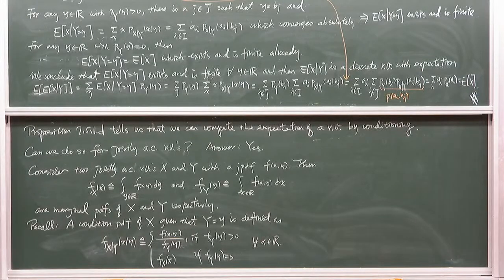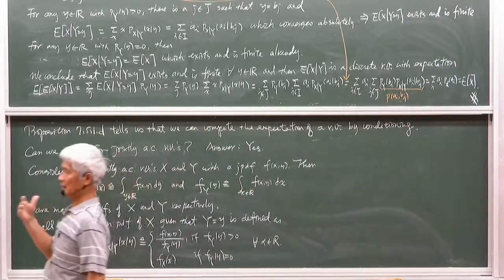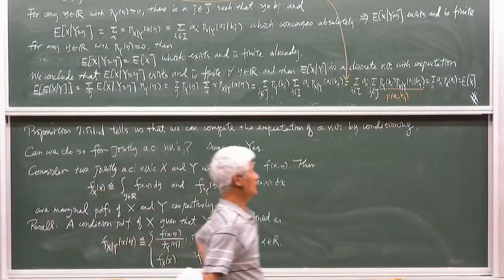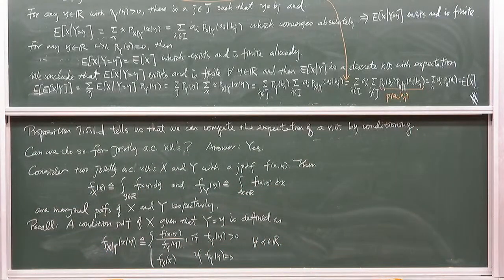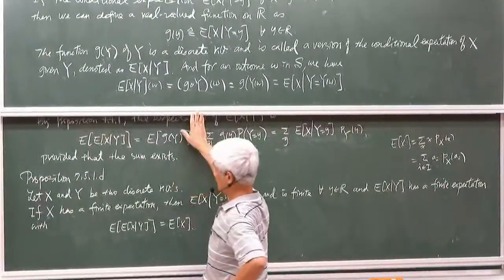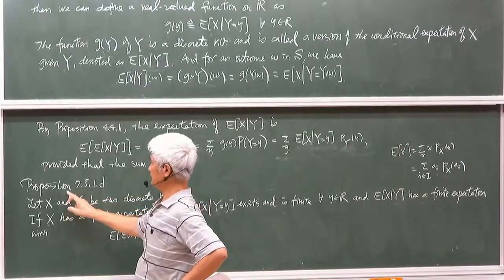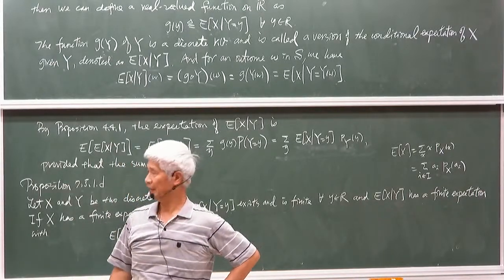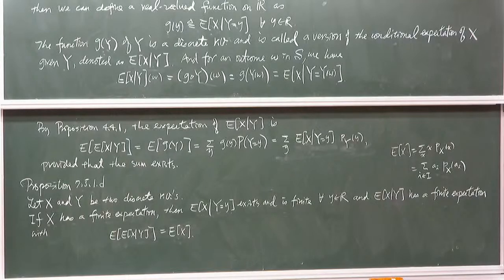So with this, we will define the conditional expectation of random variable X given that random variable Y is equal to little y, and then we will try to find a version of this proposition for the jointly absolutely continuous case. I'll stop here and see you on Thursday.